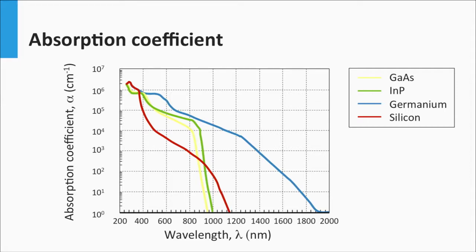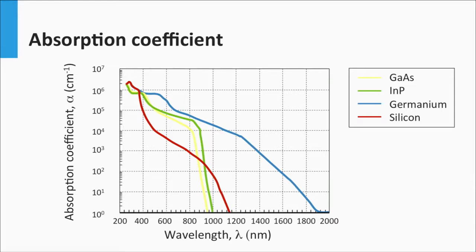You can see that in the visible spectrum, crystalline silicon absorbs less than the gallium arsenide and indium phosphide, but below 364 nanometers, it absorbs just as much as gallium arsenide and indium phosphide, because silicon has a direct band-to-band transition here as well.